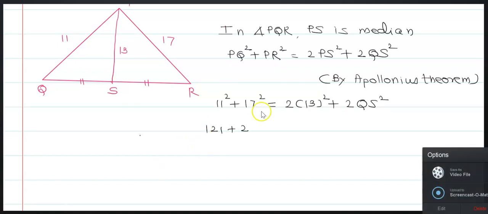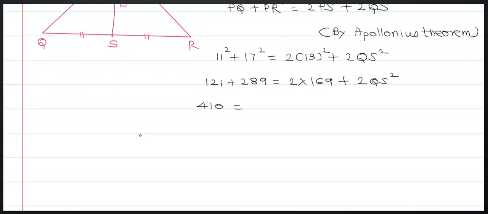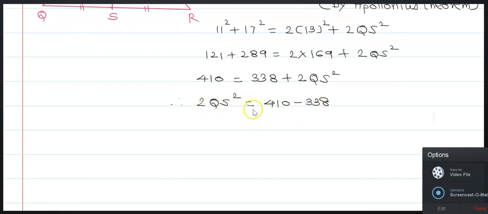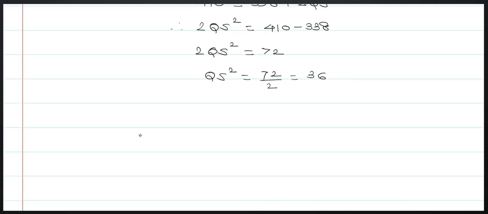The square of 11 is 121 and the square of 17 is 289. 2 into 169, plus 2 times QS square. Therefore 410 is equal to 338 plus 2 times QS square. So 2 times QS square is equal to 410 minus 338, and that's why you get 2 times QS square equal to 72. Therefore QS square is equal to 72 upon 2, that is 36, and QS is equal to 6.